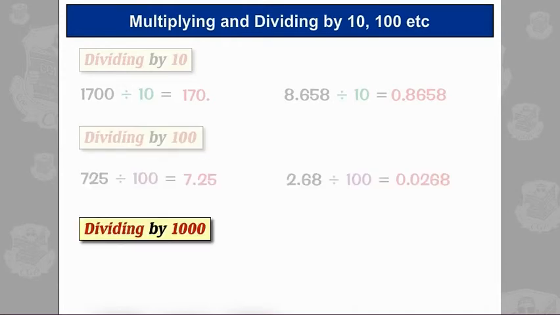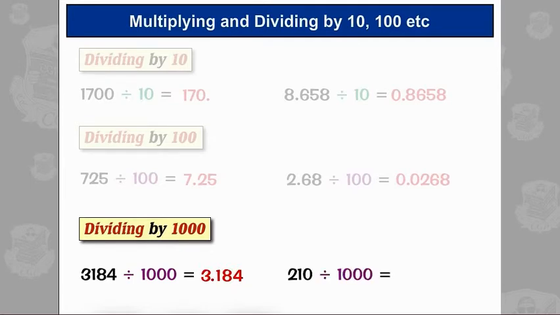Right, getting there now. Nearly at the end, dividing by 1,000. So can you guess how many places we need to move it by? Yep, it's 3. So 3,184 divided by 1,000. Going to move that decimal point 3 places, get the answer 3.184.